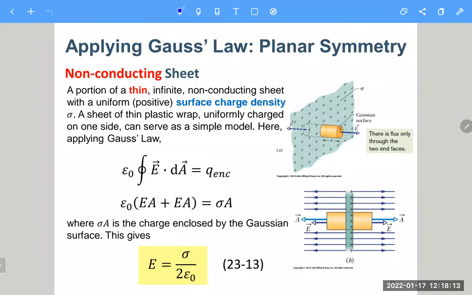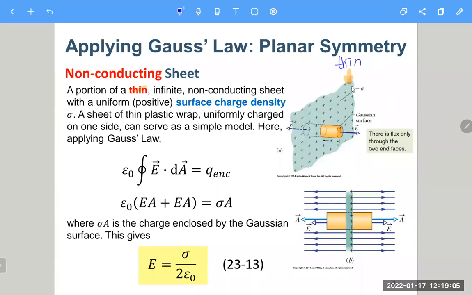Okay, so we have another one. Here we have planar symmetry to apply Gauss's law. Here we have a thin infinite non-conducting plate with a uniform surface charge density sigma. Whether it is conducting or non-conducting is not so important here.